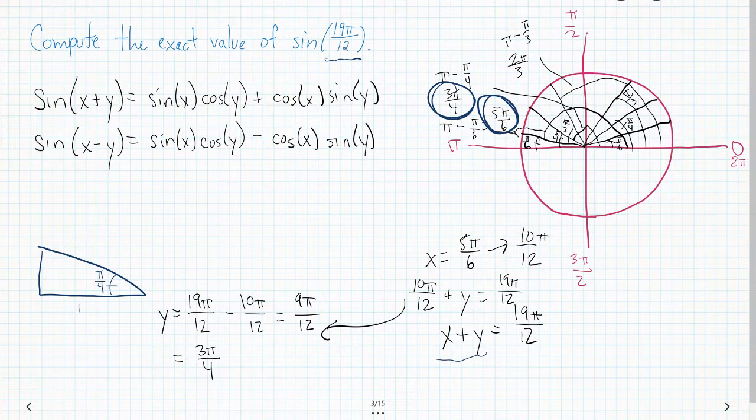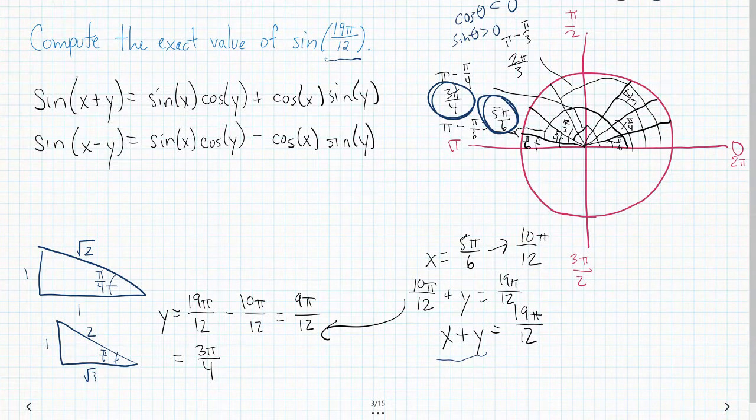So pi over 4, hopefully you're familiar with that triangle. Get 1, 1, square root of 2, and then the other one we'll have a pi over 6, and so that means we have a 1, a square root of 3, and a 2. Okay. Now notice, since we're in quadrant 2, cosine of theta is less than 0 and sine of theta is greater than 0. So keep that in mind.